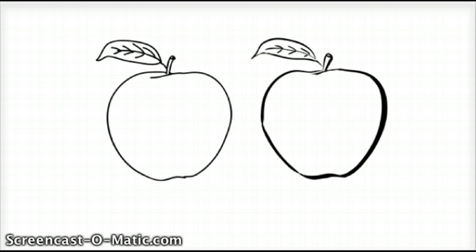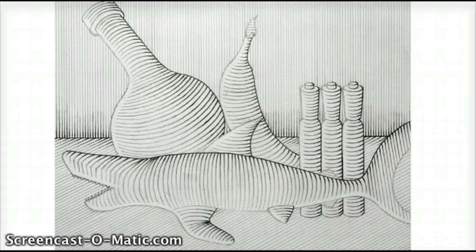Looking at this next slide here with the 2 apples, you'll notice how varying the line quality in the drawing on the right makes the apple appear to have more form than the apple on the left. This next image shows cross contour lines. Cross contour lines are lines that define the form of the object even further. Cross contour lines may flow over the contours of the object.